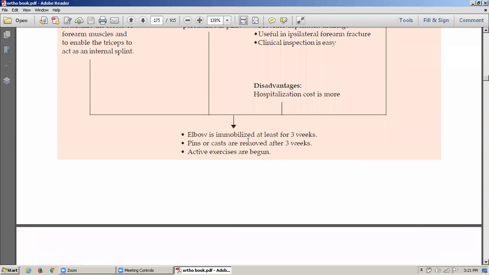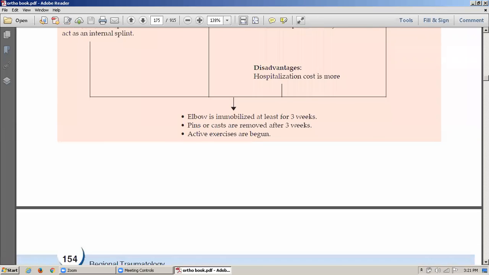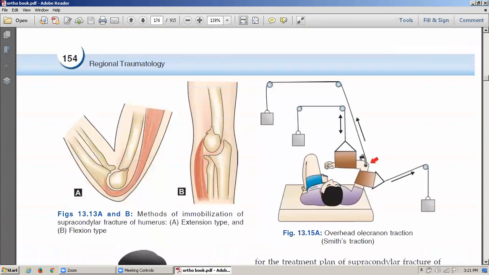Then the elbow is immobilized at least for 3 weeks. Pins or cast are removed after 3 weeks and active exercises are begun. So this is the diagram. That is A. It is a method of immobilization of supracondylar fracture of the humerus. And this is B. A is the extension type and B is the flexion type. That is the method of immobilization.